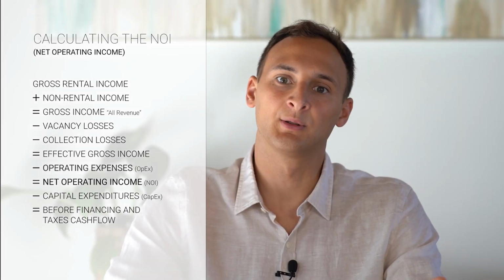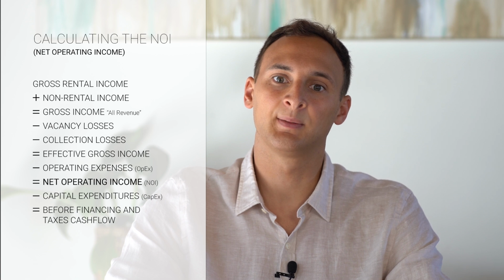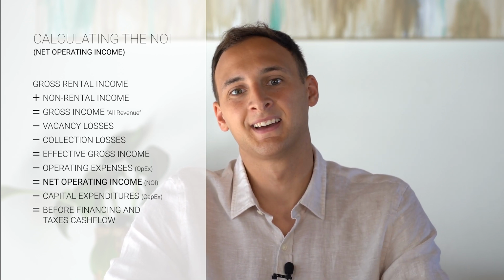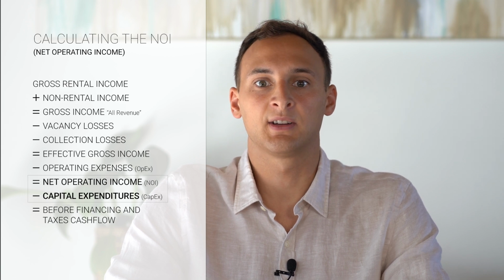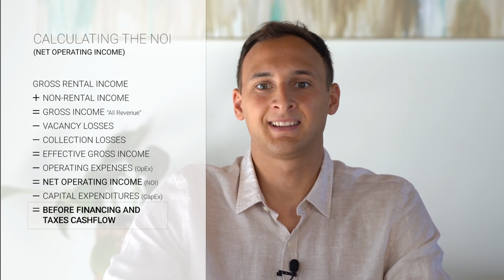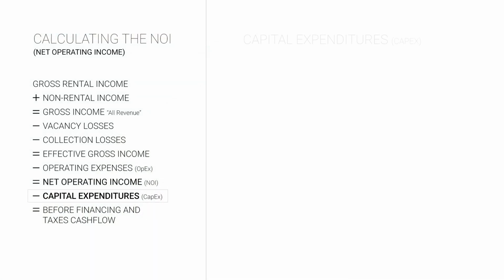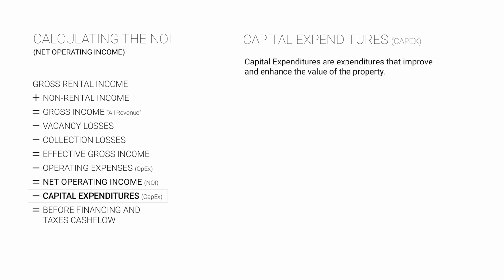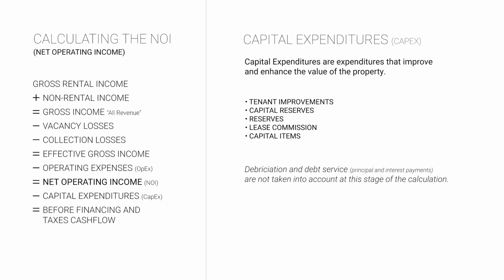I will also quickly show you the next step, but this step is only important for some videos further in the future. If we subtract the capital expenditures of the net operating income, you will get the before financing and taxes cash flow. Capital expenditures are expenditures that improve and enhance the value of the property. They are not required to maintain the operational functionality. Here are some common capital expenditures. But let's look at them at a later stage in more detail. Depreciation and debt service are not taken into account at this stage of the calculation.